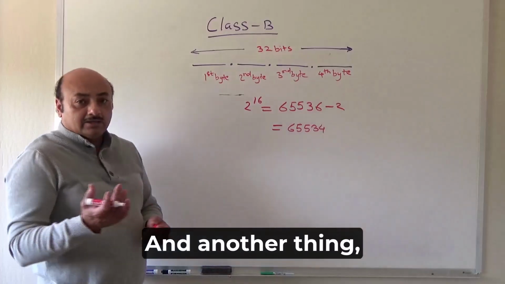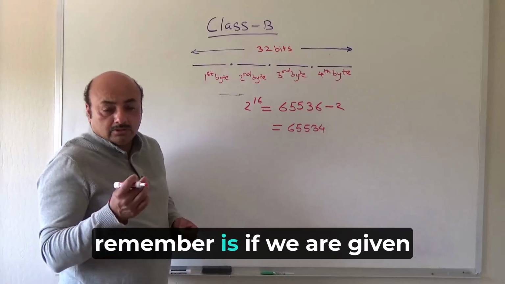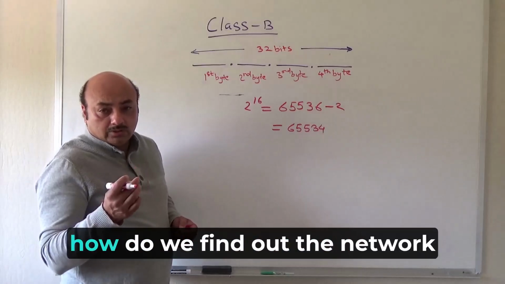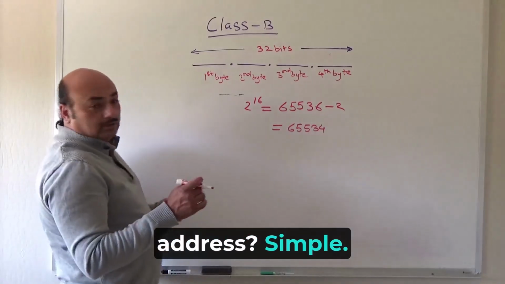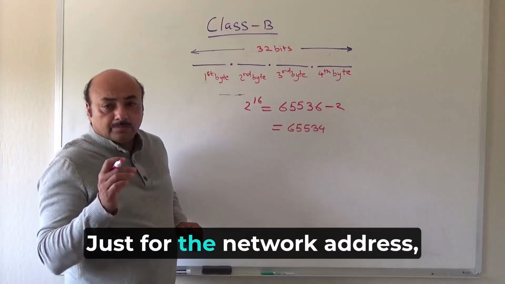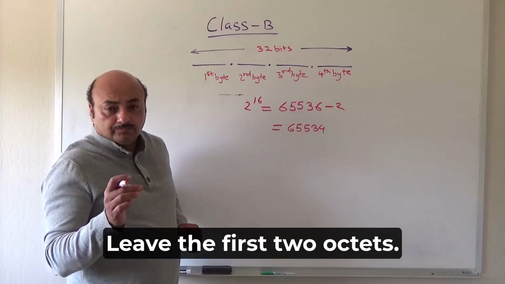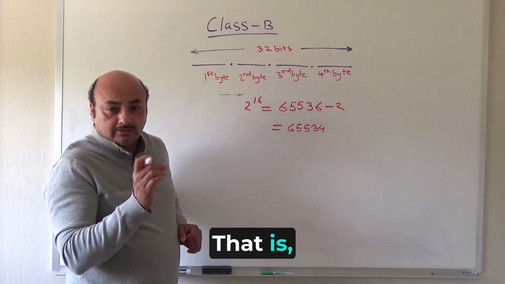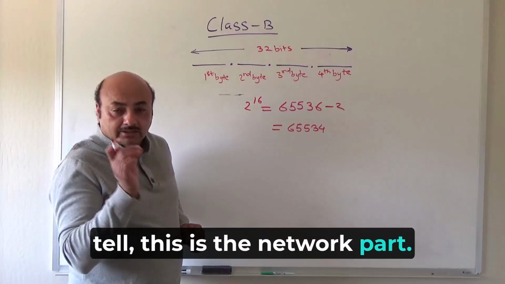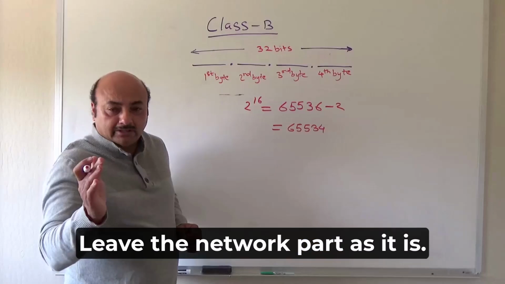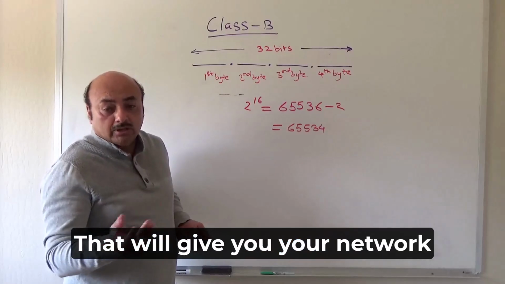Okay, and another simple rule that one needs to remember is, if we are given a Class B network, how do we find out the network address or the broadcast address? Simple. For the network address, set all the host bits to 0. Leave the first 2 octets, which denote the network part, as they are. Leave the network part as it is, and convert the host bits to 0. That will give you your network address.